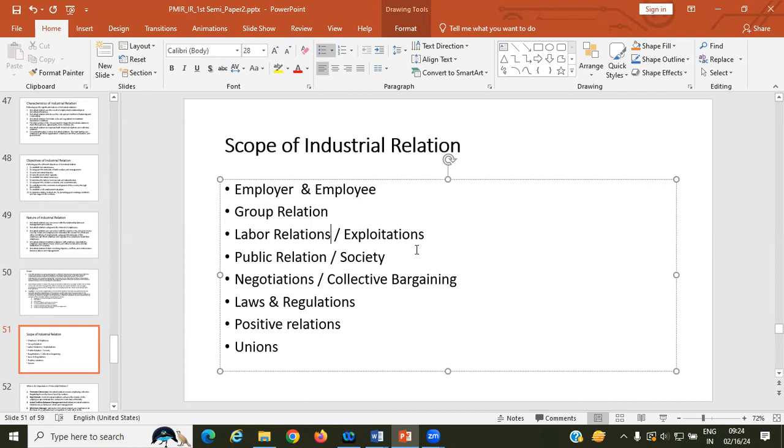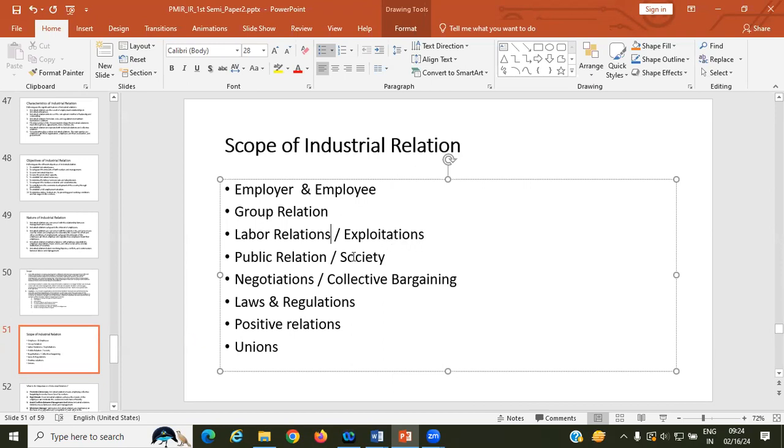So these are the components where you will feel the relationship is impacting, or the relationship can improve, and the relationship can work better when you work on these components.